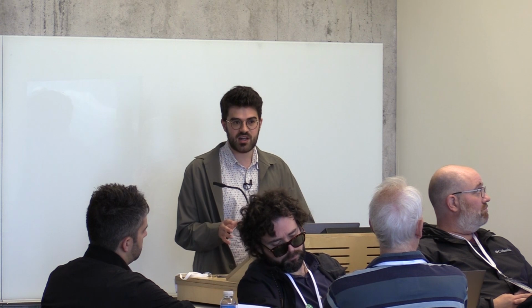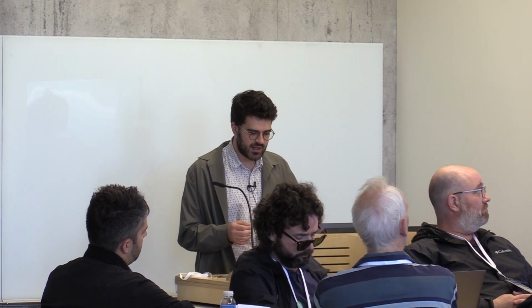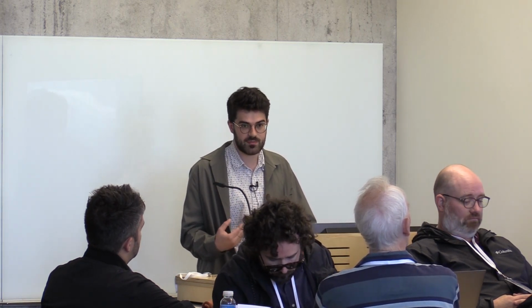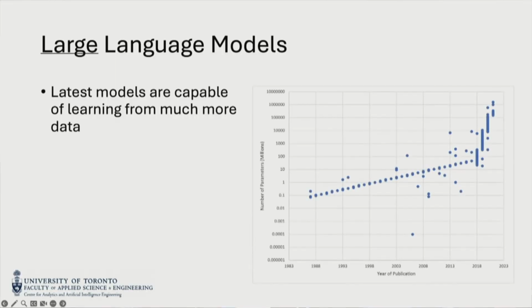And what do we mean when we talk about a large language model? It's exactly what it sounds like. The latest models that we have are capable of learning from much, much more data than early models were. So I made a graph, which is on the right here. Hopefully you can see it. It shows the size of neural network-based language models over the last 40 years. The y-axis here is actually logarithmic, so that long straight line is an exponential increase in the size of these models. But in the last few years, there's been an explosion in the size of these models.